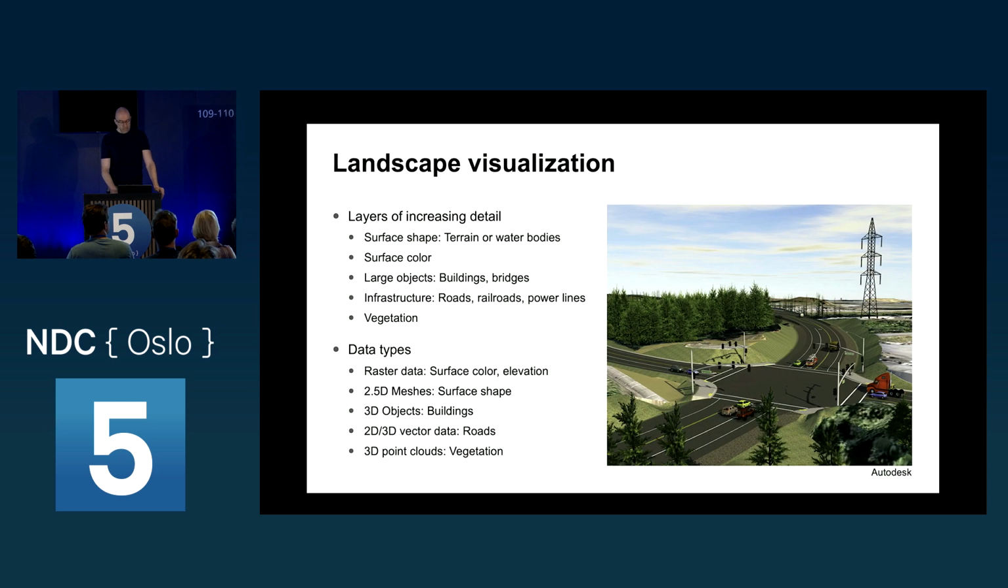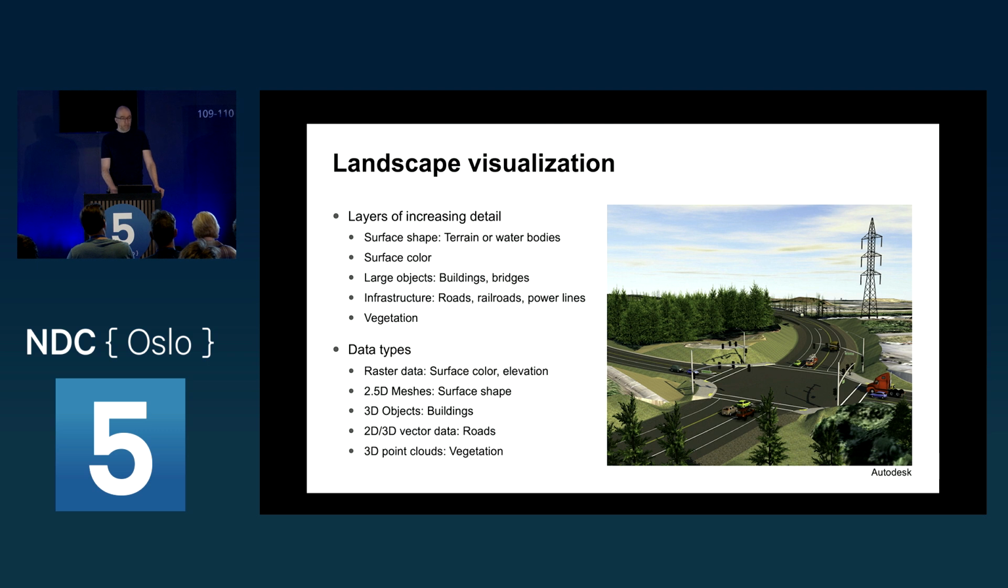So back to landscape visualization. I would like to describe this as a topic where you have increasing detail. You have layers, and when you add data belonging to a certain layer, you increase the detail level. We can start with the terrain as such, the terrain surface. That's normally just the shape of the ground. Also, you need to take into consideration water bodies, like a lake or a fjord. That's very flat, of course. It doesn't add that much detail, but it has some nuances when you process data.